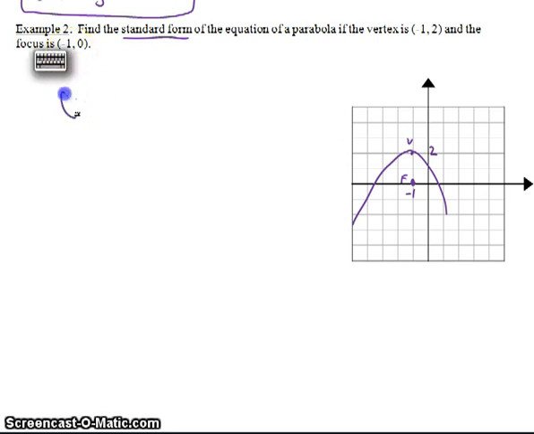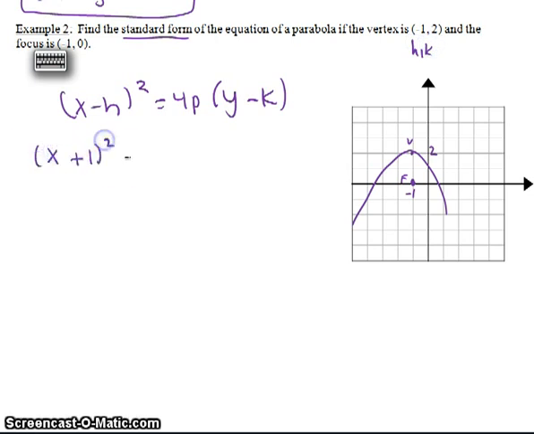So I know that it's (x minus h) squared equals 4p times the quantity (y minus k). I know we're going to use this one versus the other one in the right-hand column because it is an up-down. So I have my h and my k, because that's my vertex, h comma k. So I can plug those in. x minus a negative 1 becomes x plus 1, squared, equals 4p times (y minus 2). Now I don't know what p is, but I can read off what that is.